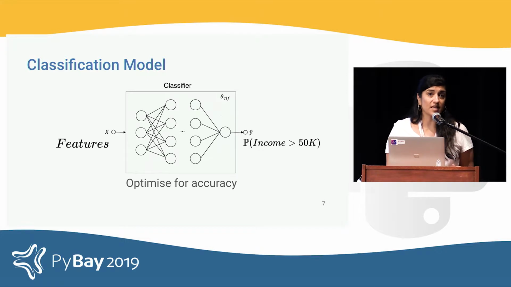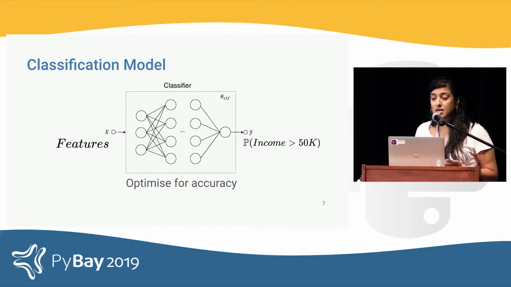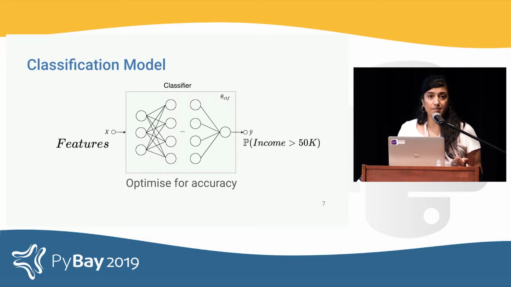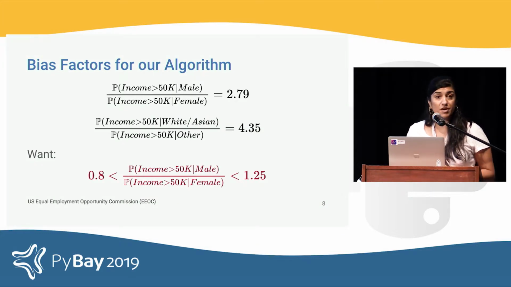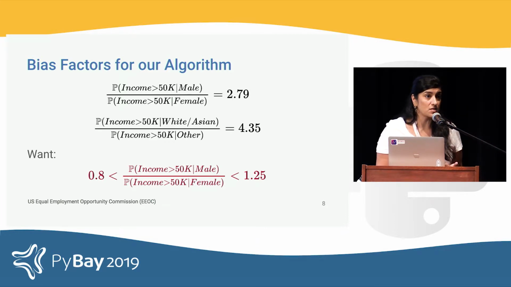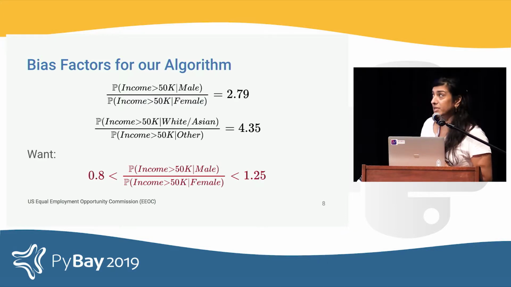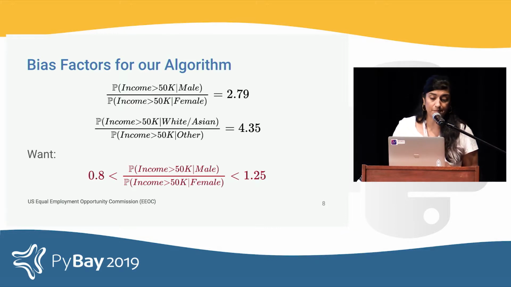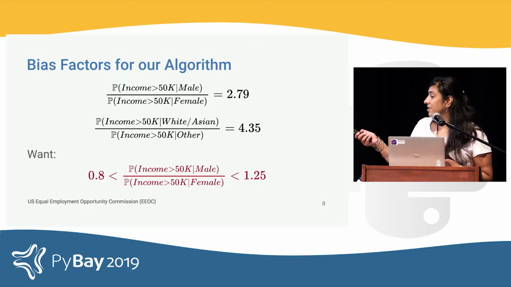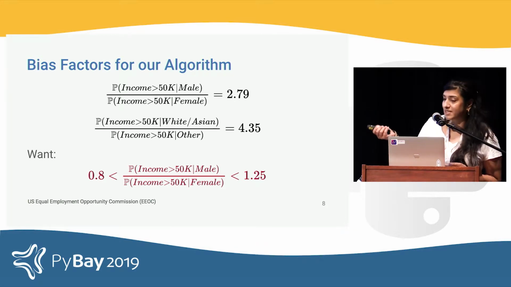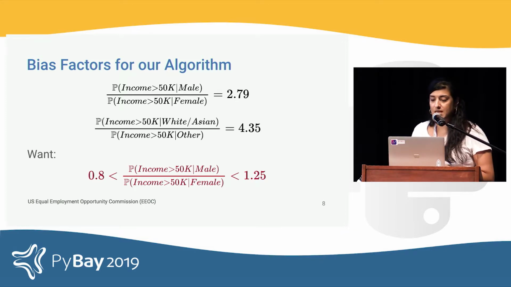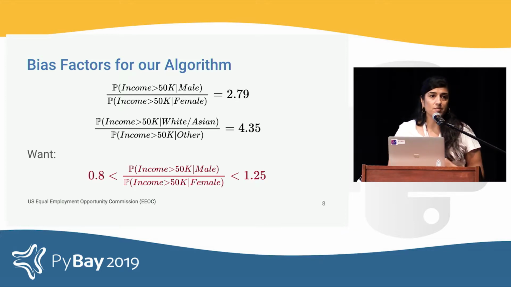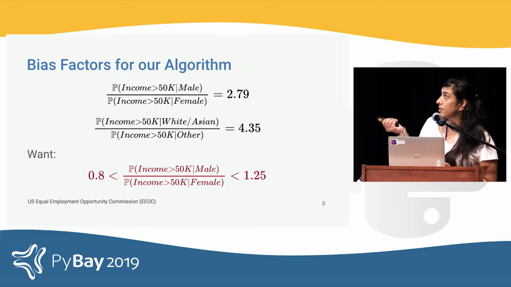So to see how biased a machine learning algorithm could be, I trained a classifier to predict whether or not people earn over 50K, and then made predictions on a test set. Sure enough, I found that the probability of earning more than 50K for men was 2.8 times the probability of earning more than 50K for women. So the US Equal Employment Opportunity Commission states that if the bias factor, and I'm going to call this thing a bias factor, falls outside of the range from 0.8 to 1.25, your algorithm is officially considered to be biased. So at least as a starting point, we want our method to reduce the bias factor to below 1.25.